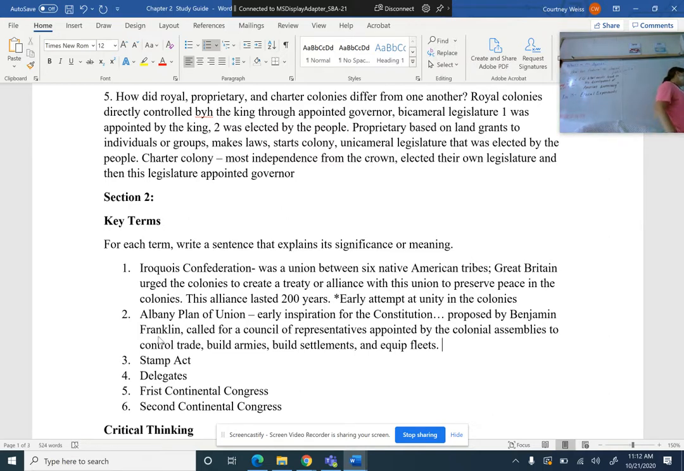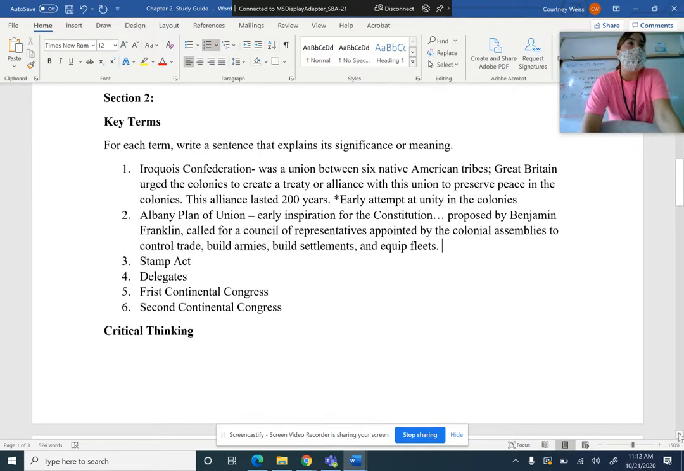Now, this was rejected. Why would this be rejected? Why do you think we would reject that idea in the colonies? Because the colonists didn't like an overall big government. Is that what I said? Yes. What were you gonna say? I was gonna say they were a little afraid of Great Britain. Exactly. Keep it coming. Excellent.